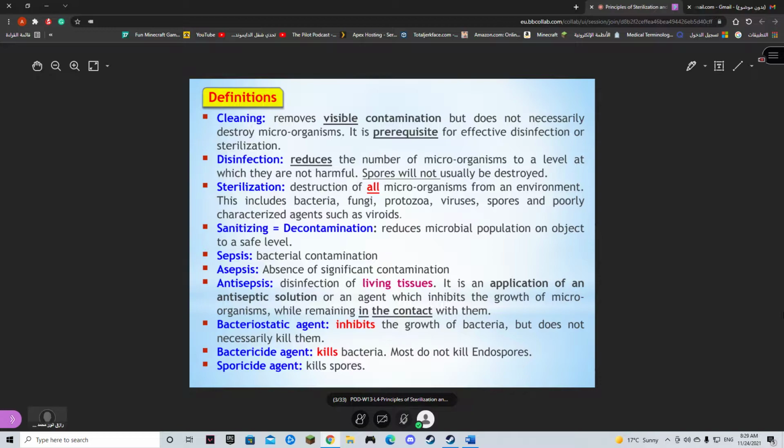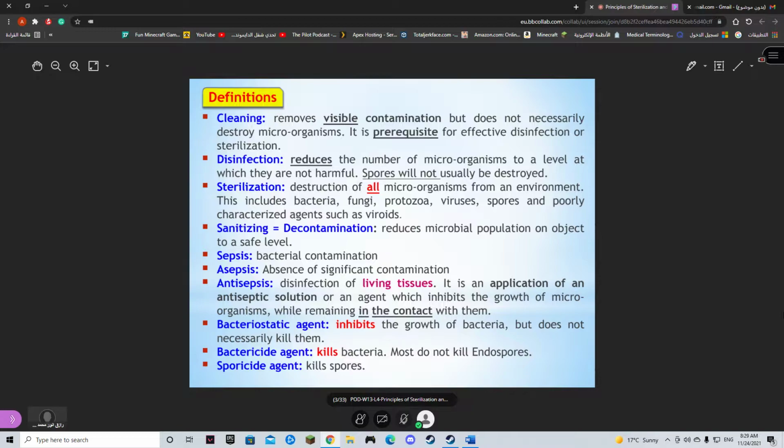Disinfection means that you are going to reduce, inhibit, or maybe kill the bacteria. Three things happen there: killing, inhibiting, and reducing the population of bacteria. We call it disinfection.